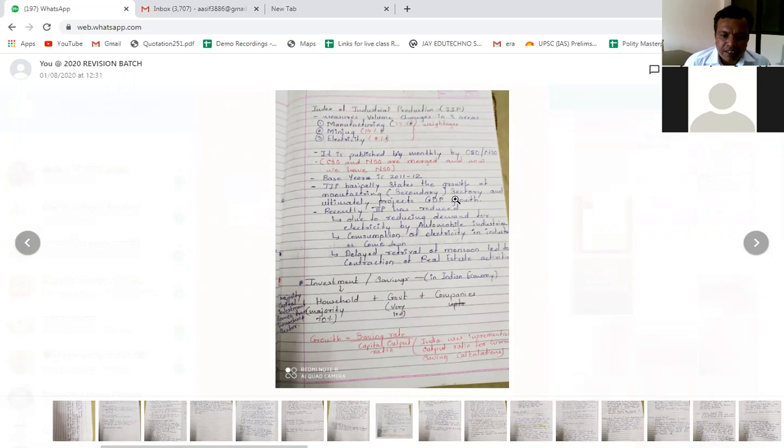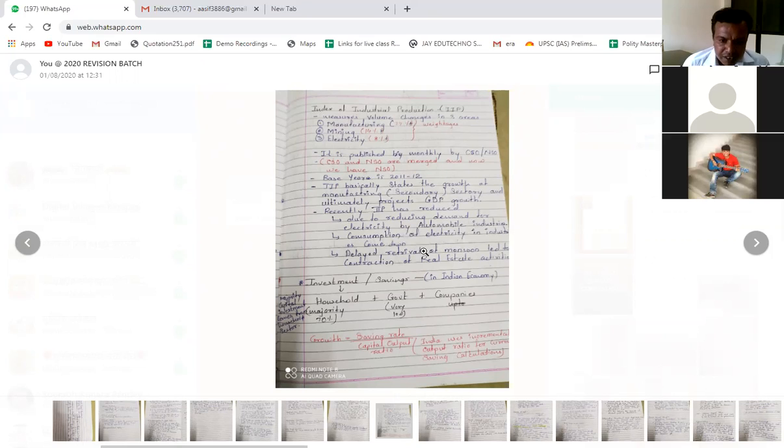IIP basically states the growth of the manufacturing sector and ultimately projects the GDP growth. Recently, IIP has reduced due to reduced demand for electricity from automobile industries and other electricity-consuming industries, as well as delayed retreat of the monsoon, which led to contraction of real estate activities. So this has led to a lower IIP.